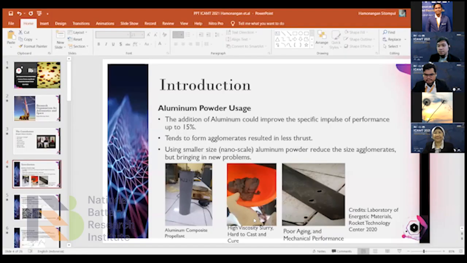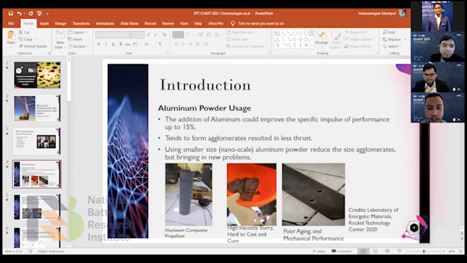As you can see before, these are the problems we encounter. Can I share screen again? Yes, please. The problem using high solid content aluminum, about 18% aluminum in our products: we encounter that the propellant slurry is hard to cast and unreliable. It's hard to cure. The viscosity is so high, about 12,000 poise, which is problematic to cast and use in the methods of gas bonded propellant production.